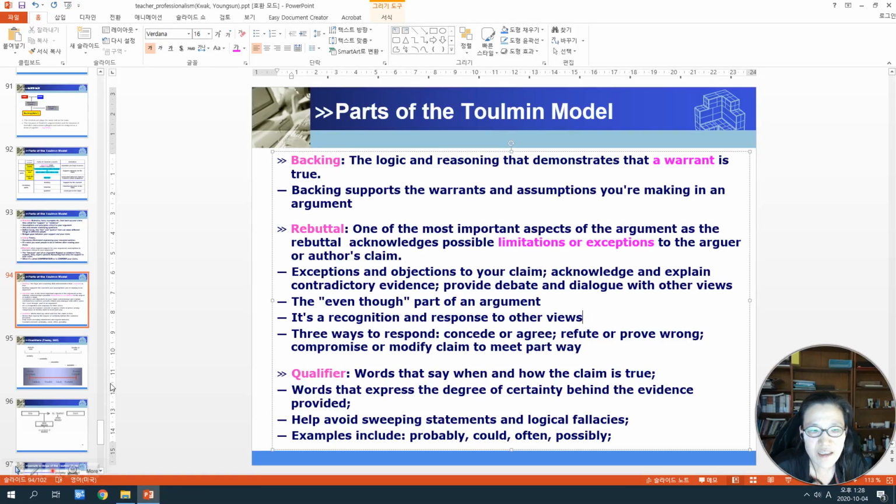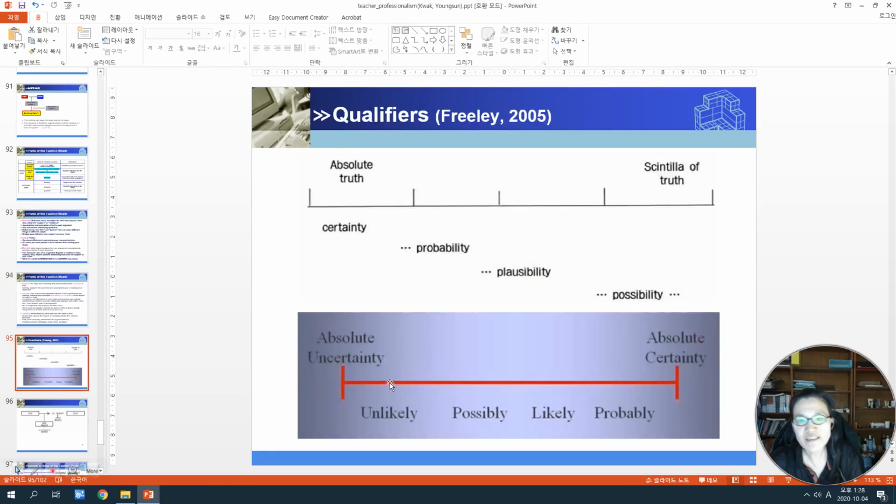And there is a qualifier. There is a spectrum of qualifiers. Your claim is probably true, or your claim is likely true, or your claim is unlikely true. There is a full spectrum for your claim. You can add some kind of qualifier to your claim.